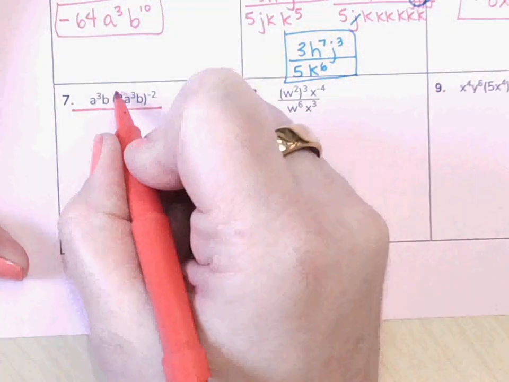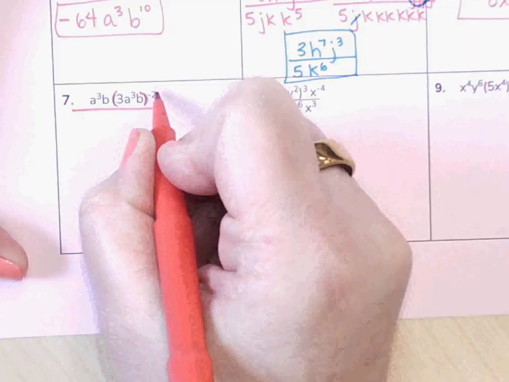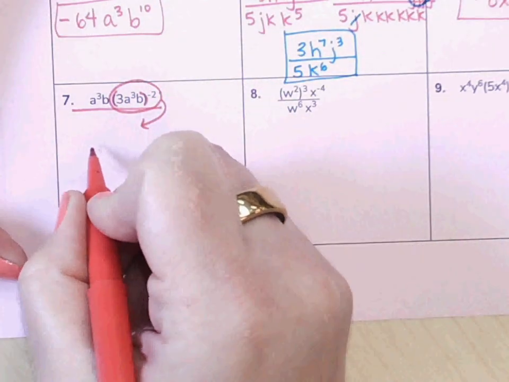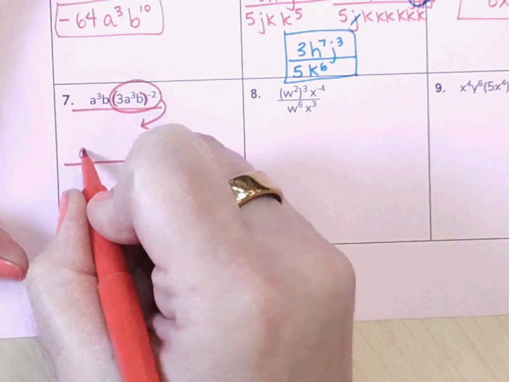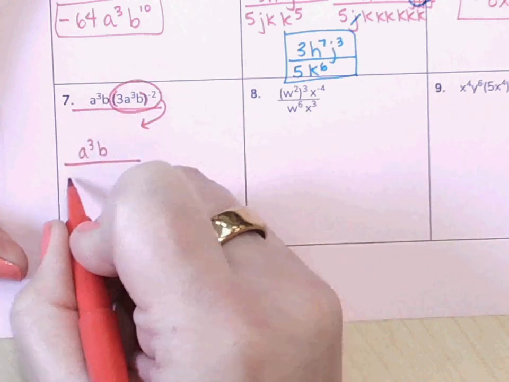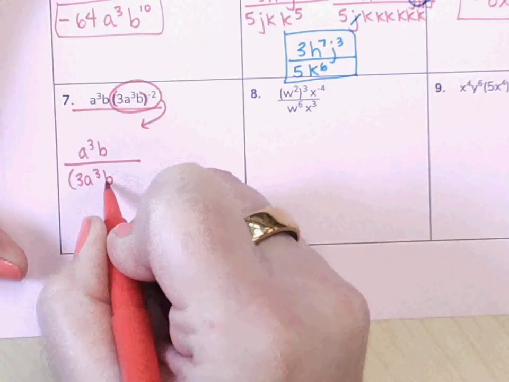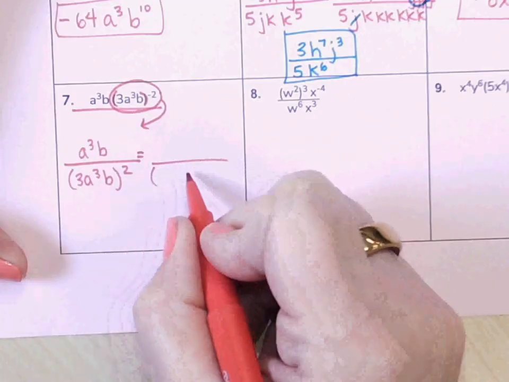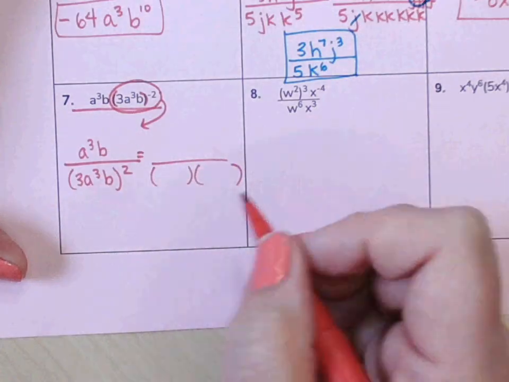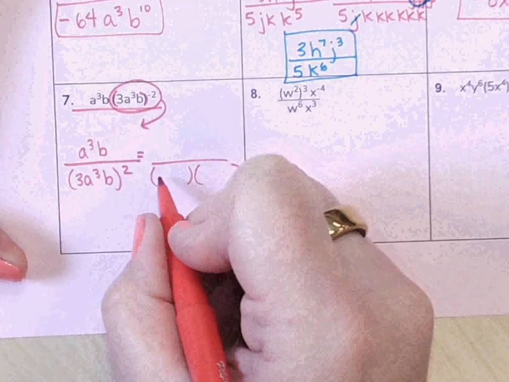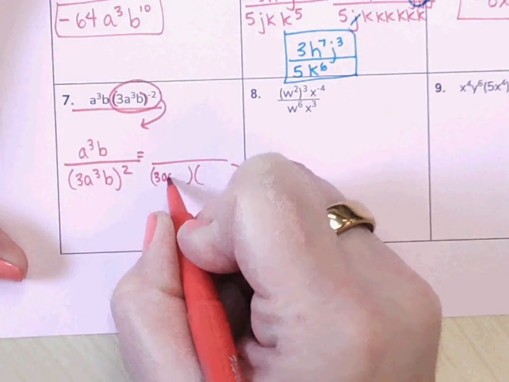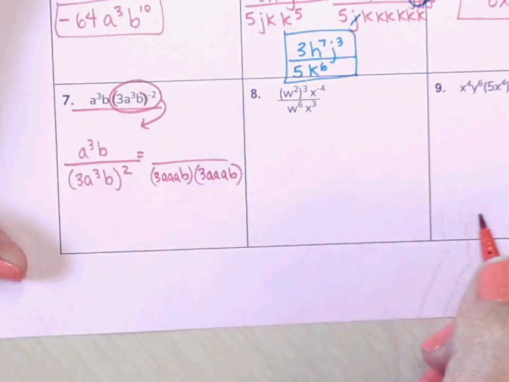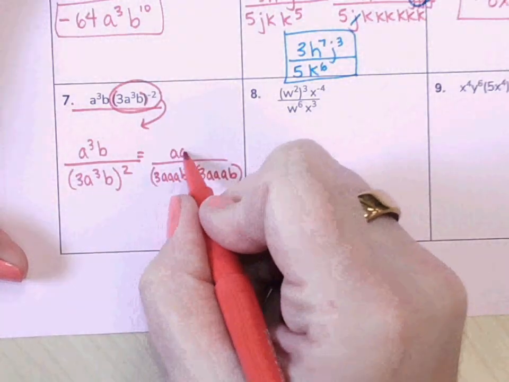This entire parenthesis is to the negative 2 power, so I'm going to take it and its base and move it to the opposite side of the fraction. So on top, we still have a to the third b, but now on bottom, I have 3a to the third b to the second power, which means I have 2 sets of those parentheses. So inside each one, I'm going to expand this: 3a, b, 3a, b. On top, I have 3 of the a's and a b.